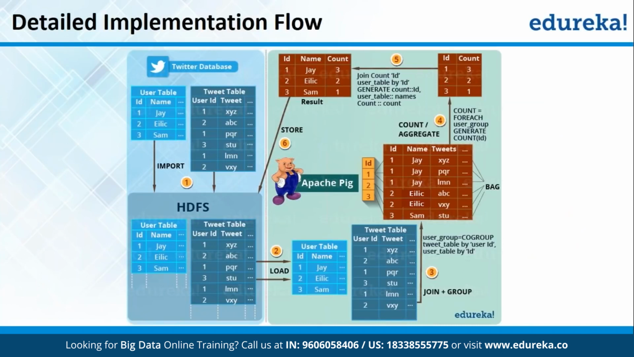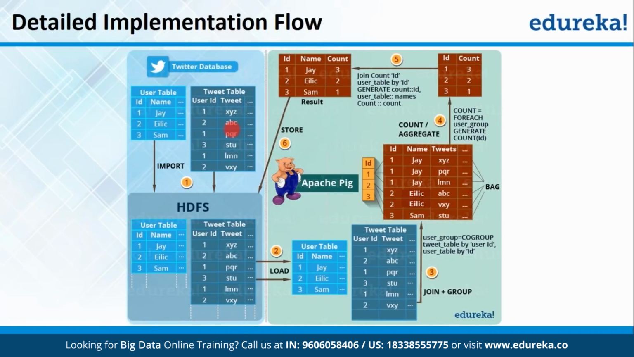So this is the detailed implementation, as you can see on the screen. Let's start from the Twitter database, which had two tables, the user table and the tweet table. The user table had the details of all the users along with their user ID. For example, user ID 1 was J, user ID 2 is Alec, and user ID 3 is Sam. The tweet table had details of all the tweets that were posted on Twitter. For example, the XYZ tweet was posted by user ID 1. Similarly, the ABC tweet was posted by user ID 2.